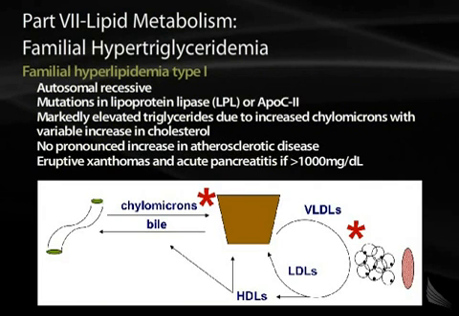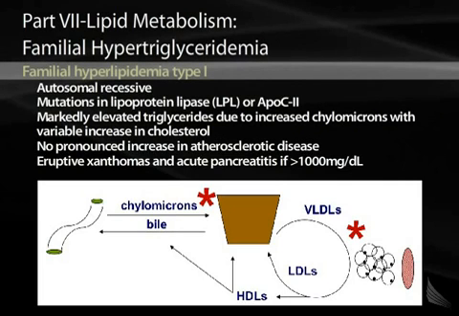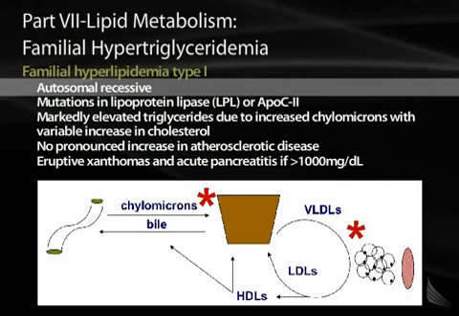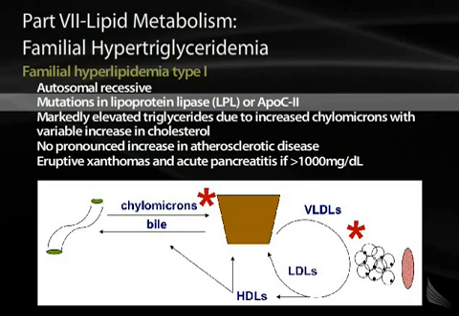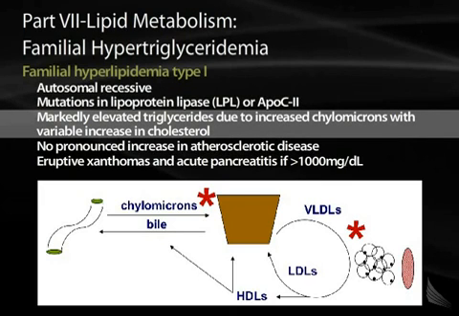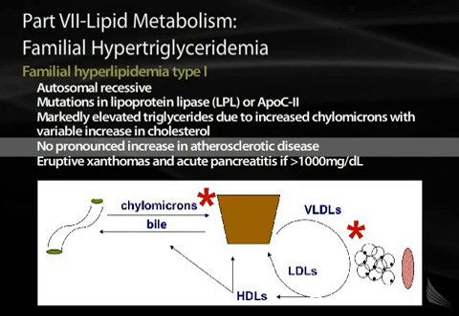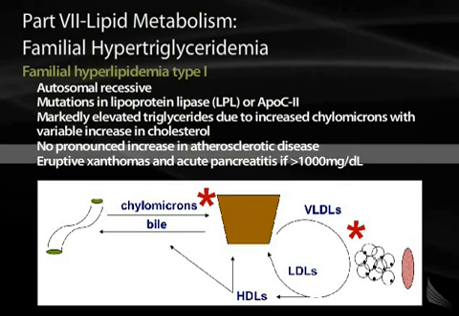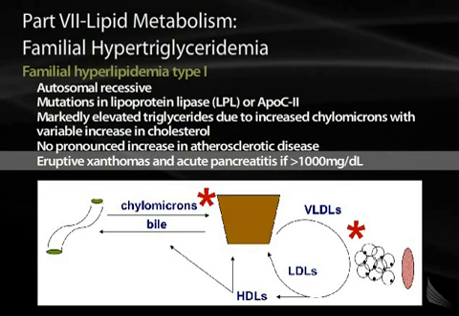Let's talk about lipid metabolism now, and familial hyperlipidemia type 1. This is an autosomal recessive disease. The mutations are either in lipoprotein lipase or ApoC2. Patients with familial hyperlipidemia type 1 have markedly elevated triglycerides due to increased chylomicrons with variable increase in cholesterol. There's no pronounced increase, however, in atherosclerotic disease. These patients symptomatically show eruptive xanthomas and acute pancreatitis, if their levels of triglycerides are greater than 1,000 milligrams per deciliter.